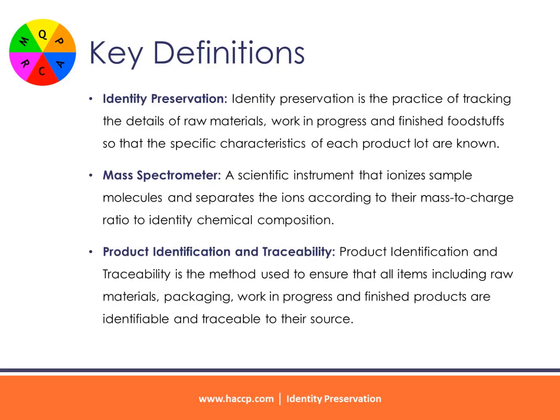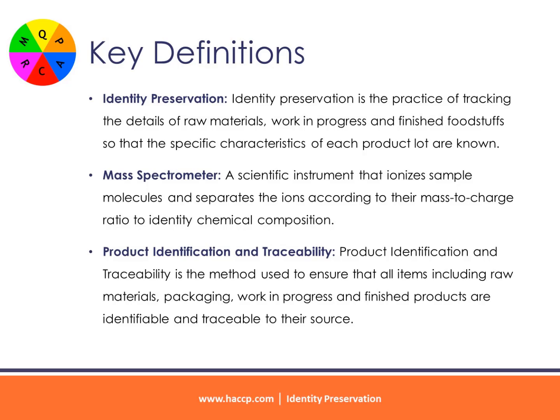Identity preservation. Identity preservation is the practice of tracking the details of raw materials, work in progress and finished foodstuffs so that the specific characteristics of each product lot are known. Mass spectrometer: a scientific instrument that ionizes sample molecules and separates the ions according to their mass-to-charge ratio to identify chemical composition.